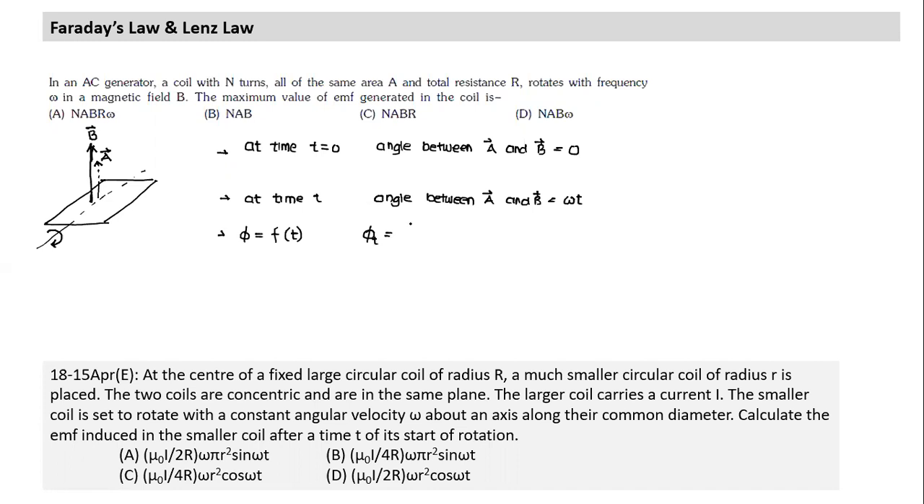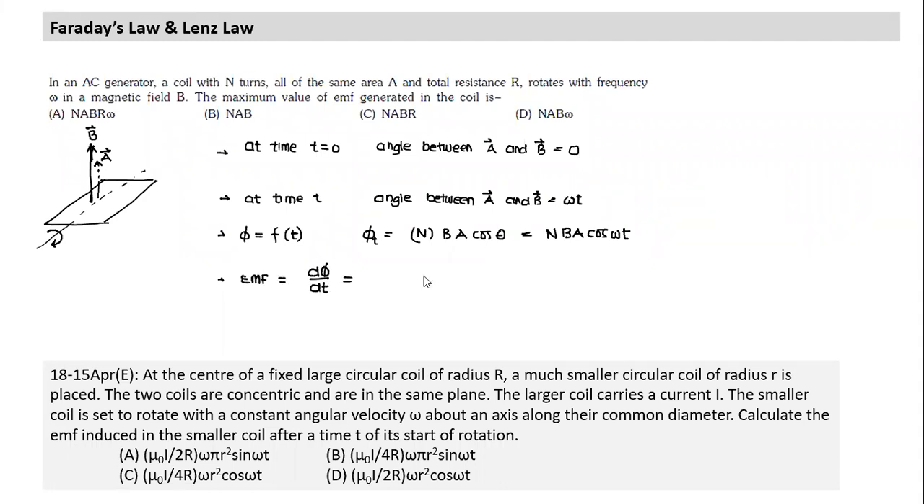Flux is equal to number of turns into B into area into cos of the angle between them. Let's put those values. It will be N B A cos of omega t. Is this flux constant? What is changing here in this case? What is induced EMF here? Gayatri? Yes, sir, d phi by dt.